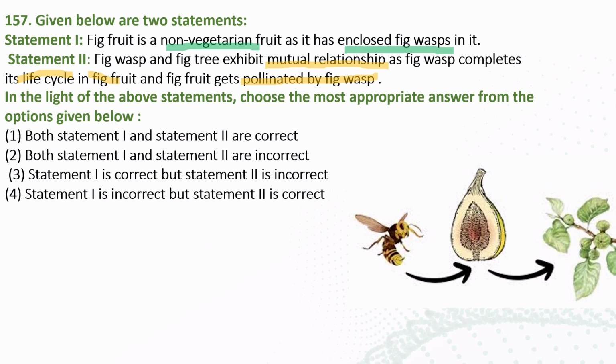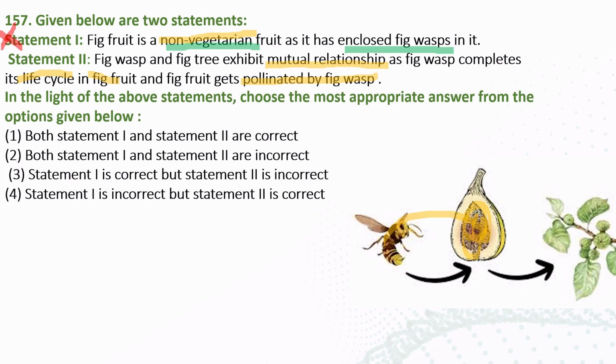So if you see here, we know that in the first statement they are saying that it is a non-vegetarian fruit because it has enclosed fig wasp. No, it is not a non-vegetarian fruit. Although it is having the fig wasps in it, it cannot be a non-vegetarian fruit. So according to this, you can say that the statement one is wrong.